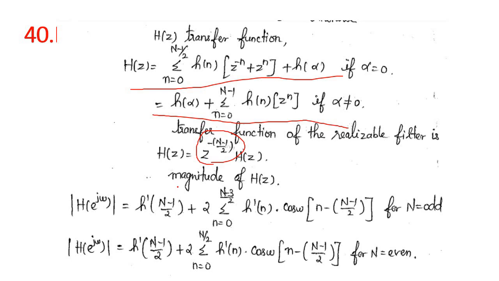And for finding the magnitude of h of z, we have two formulas. For n value equal to odd and for n value equal to even, h of e power j omega equal to, we have a set of formulas for n odd and even. Just go through these formulas. Sometimes formulas can also be used in multiple choice questions.